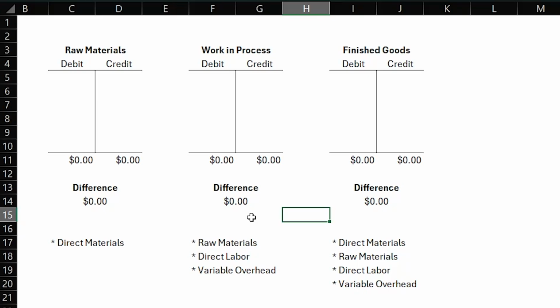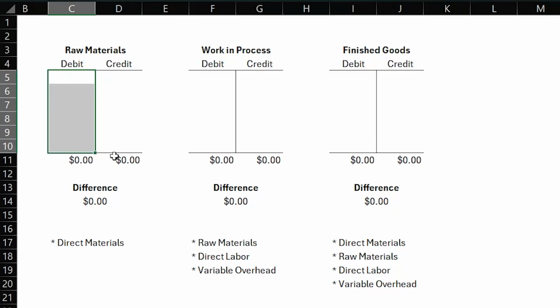When we buy raw materials, we record this on the left side, also known as debiting direct materials. When we are ready for these raw materials to move into work in process, we record this on the right side, also known as crediting direct materials. Now, in order to get these expenses moved to work in process, we simultaneously record a debit to work in process for the exact same amount.